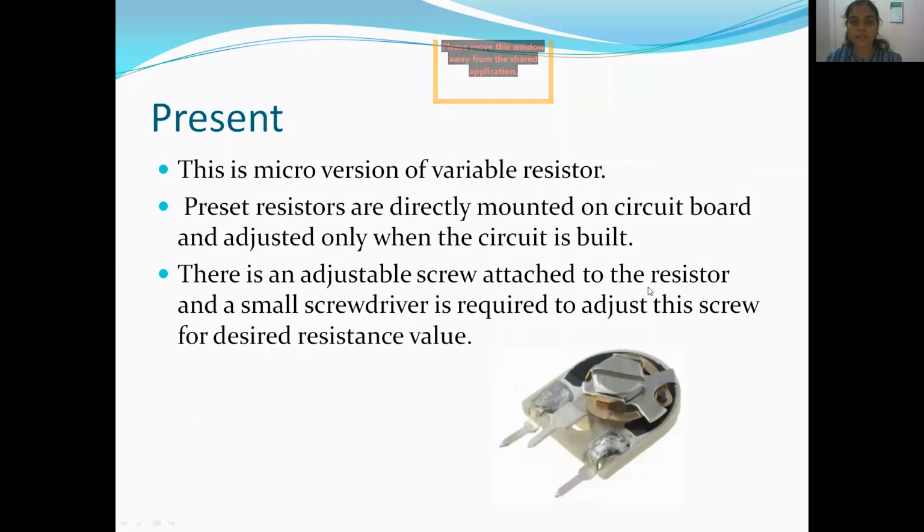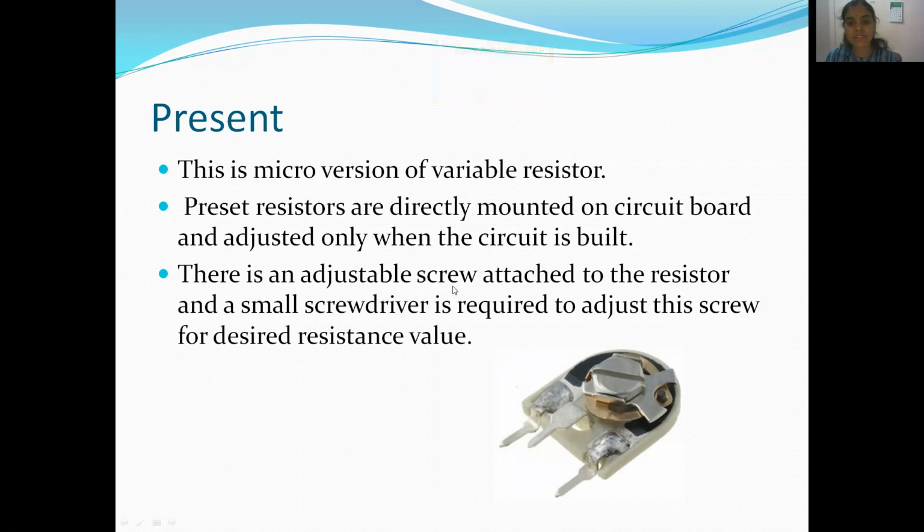Next is a preset resistor or preset potentiometer, or you can say trimmer also. This is the micro version of the variable resistor. Preset resistors are directly mounted on the circuit board and adjusted only when the circuit is built.